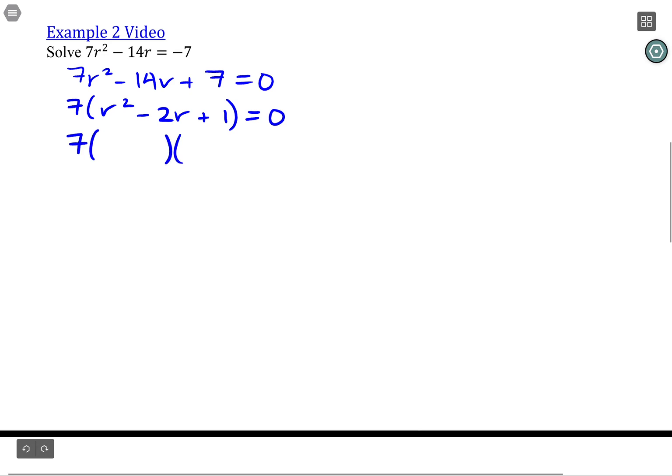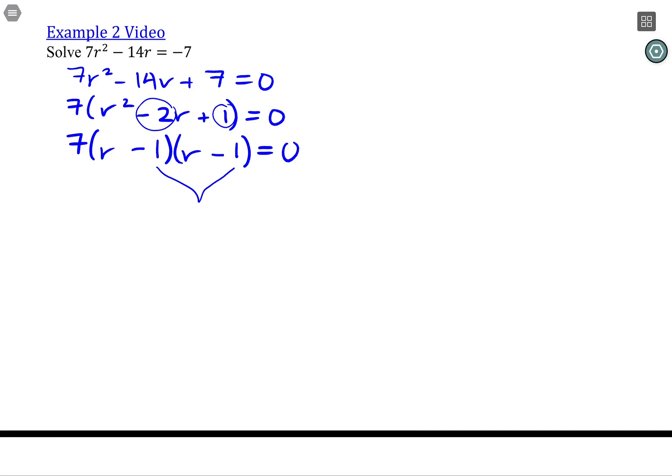So if I'm trying to figure out basically unfoil, right? What two binomials could I multiply to get r squared minus 2r plus 1? I need to divide that r squared up evenly, so I have to have an r and an r. I need to divide the 1 up, and I only have choices of 1 and 1. And then I need to pick signs. Again, the product of 1 and 1 is this number, and then I need the sum to be this number. So -1 and -1 will work as well. Product has to be 1 and sum has to be -2.